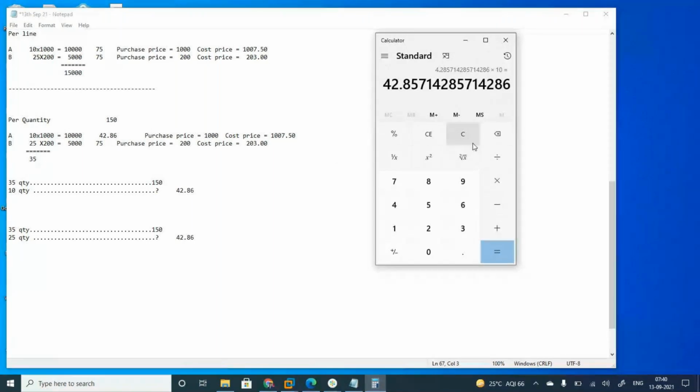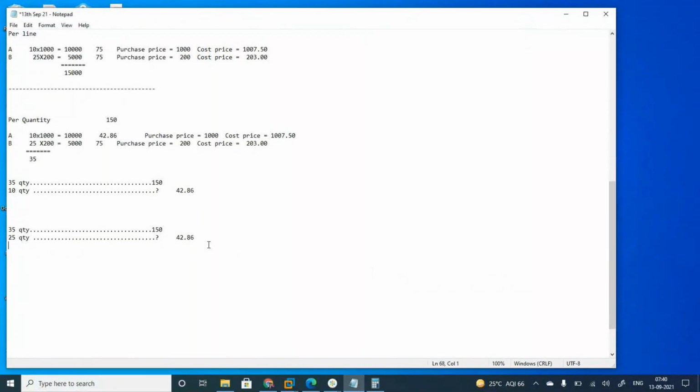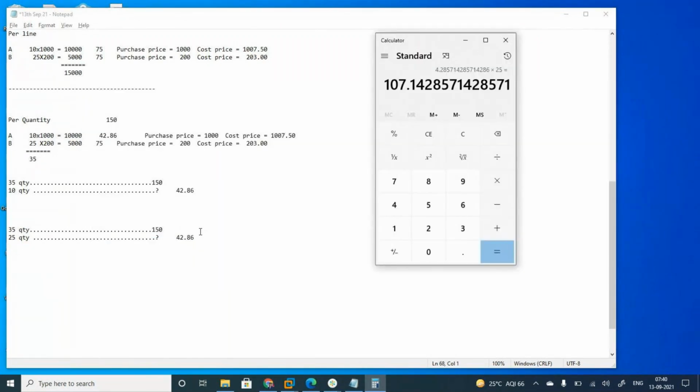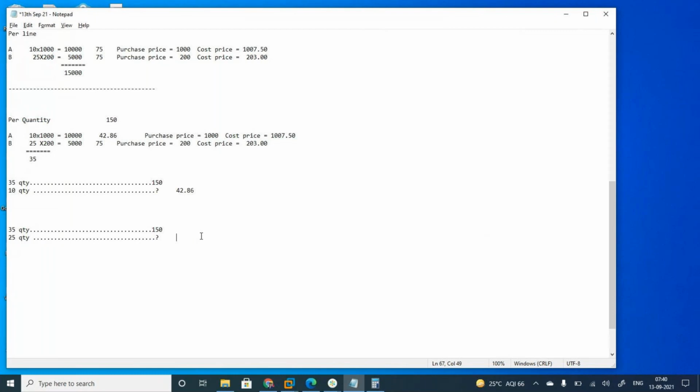In the same manner, 150 multiplied with 25 divided by 35, or divide by 35 and multiply with 25. It is 107.1423. So 107.14. This is the split. Understood? Any confusion here? The total amount is 150 only.